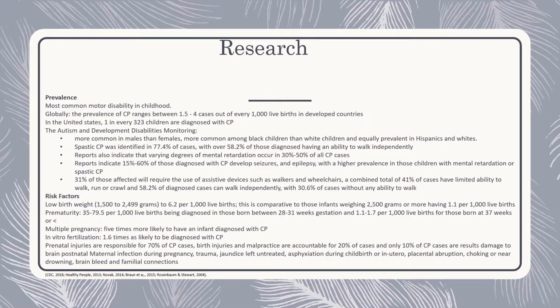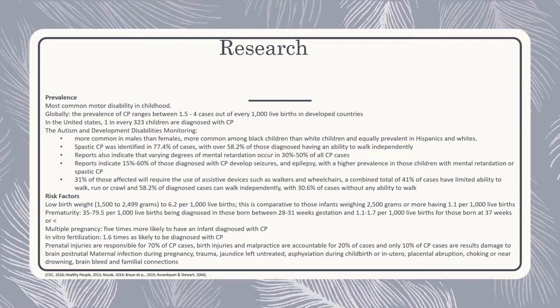Reports also indicate that varying degrees of mental retardation occur in 30 to 50% of these cases, and reports indicate that 15 to 60% of those diagnosed will develop seizures or epilepsy, with a higher prevalence in those children with mental retardation or spastic CP. 31% of those affected will require the use of assistive devices such as walkers and wheelchairs in their lifetime, with a combined total of 41% having a limited ability to walk, run, or crawl. 58% of these will be able to walk independently, and 30% of those cases will not have any ability to walk.